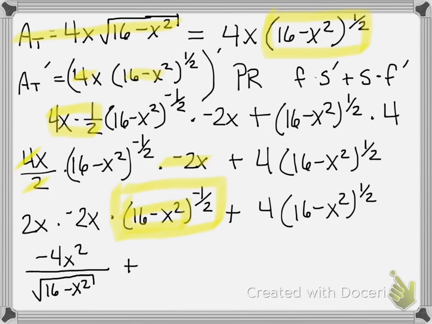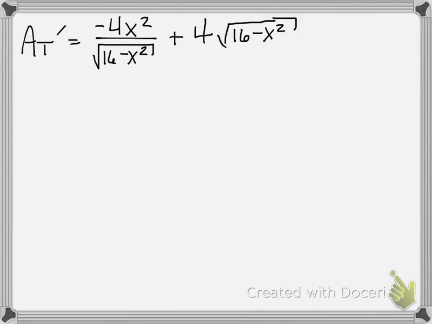Then we still have our plus 4 times the square root of 16 minus x squared. And that is still our total area prime. So here's the equation that we had. Our total area prime is equal to negative 4x squared over the square root of 16 minus x squared plus 4 times the square root of 16 minus x squared.